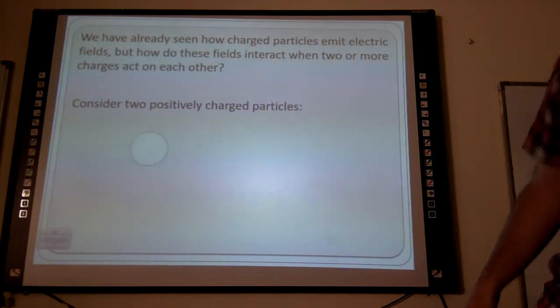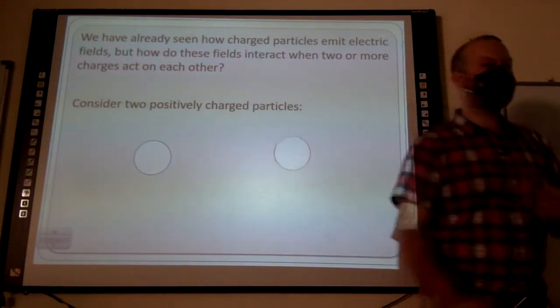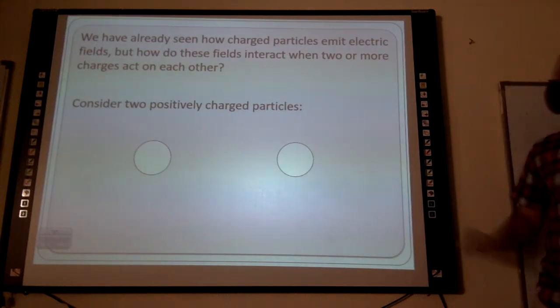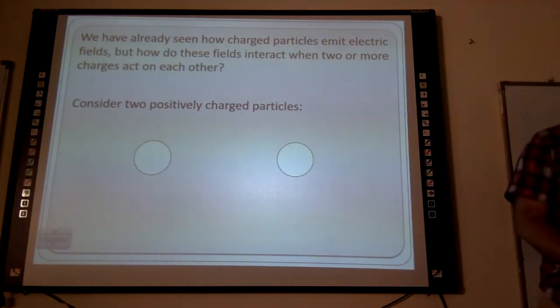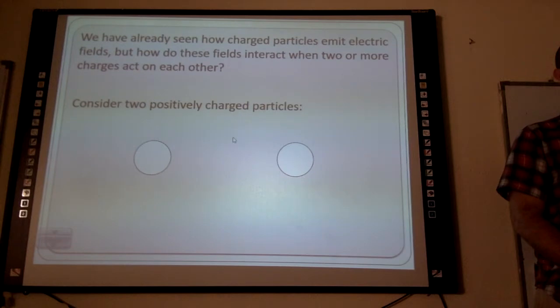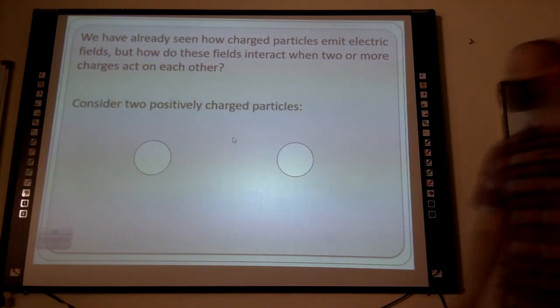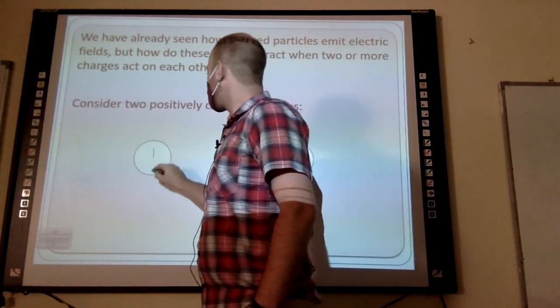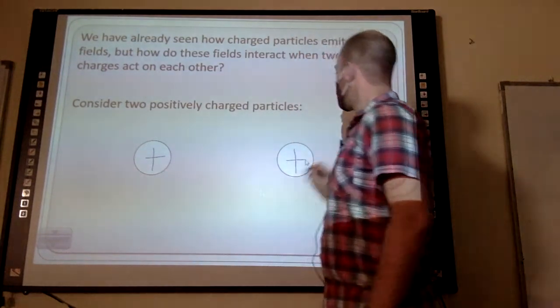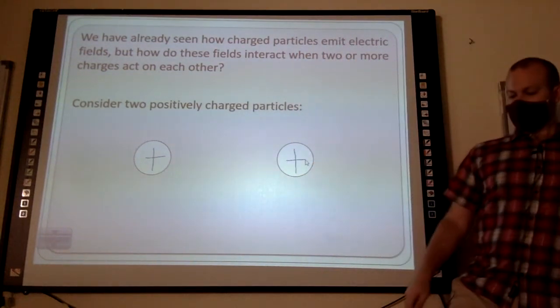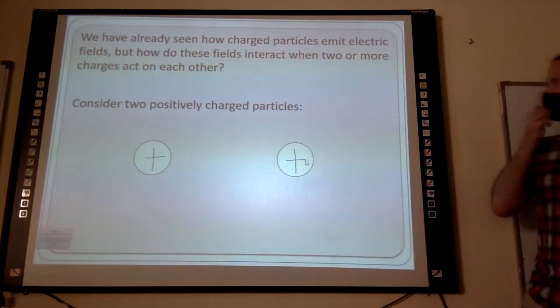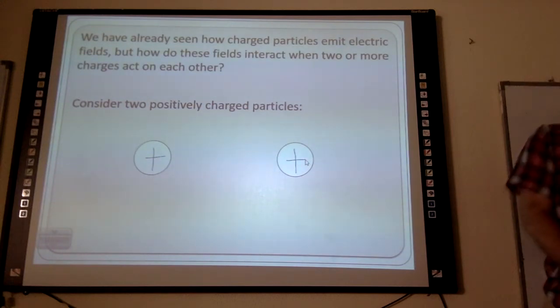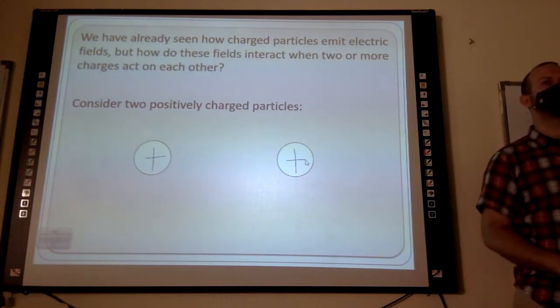So we just talked about this not too long ago. Let's look at some charges here. So does it start with drawing the two circles in your set of notes? Perfect. Two positive charges. So if you remember from the last lesson, what do the lines look like around positive charges?